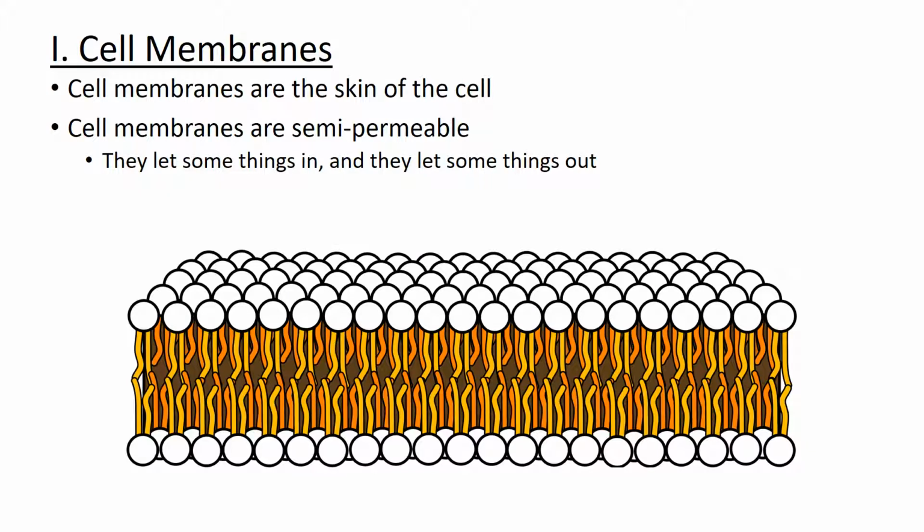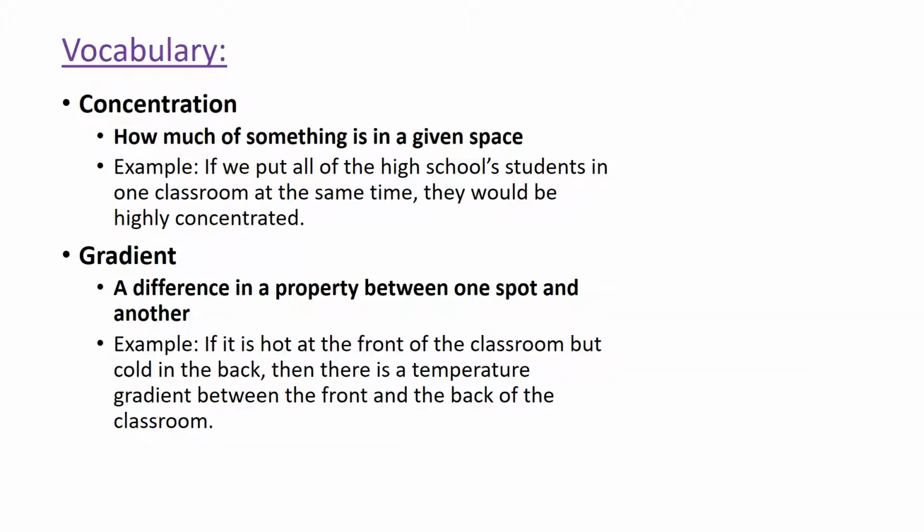Again, cell membranes are the skin of the cell. They surround the cell and they hold its contents in. But cell membranes do let some things in. They also let other things out. Well, they don't let everything in, they don't let everything out, just some things. That's why we call cell membranes semi-permeable. Semi means partially. And so cell membranes, they let some things in, they let some things out, and so we call them semi-permeable.